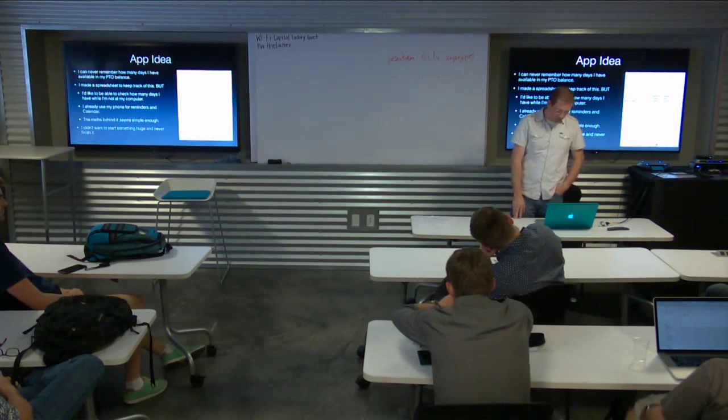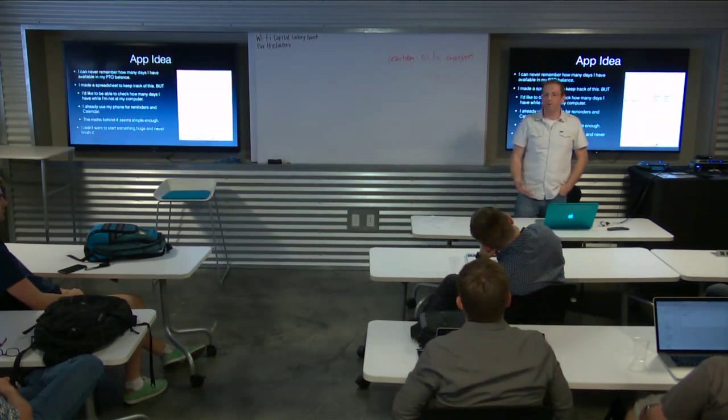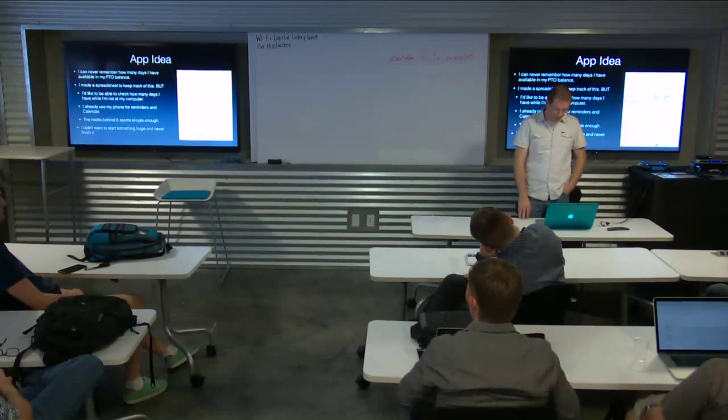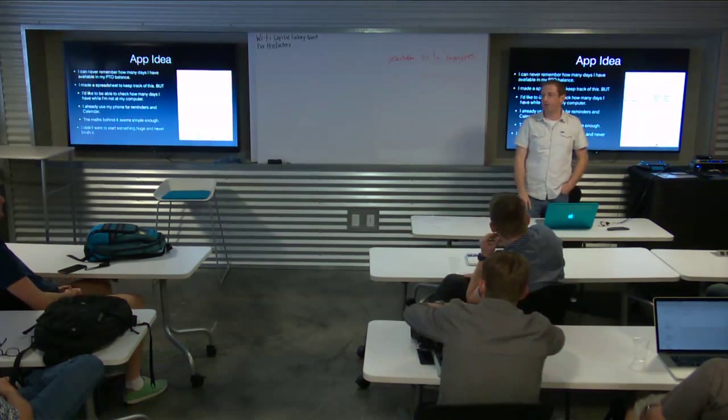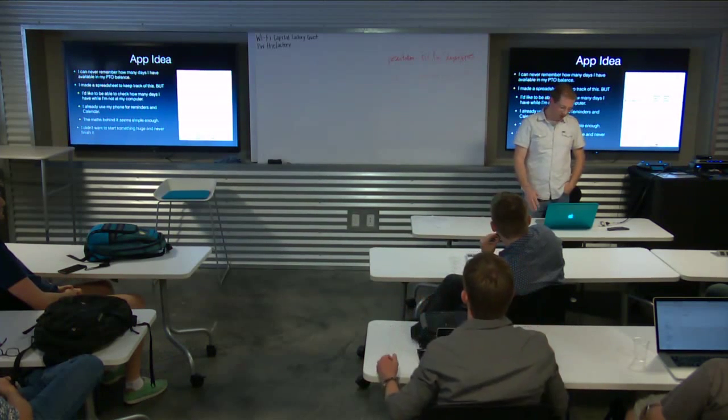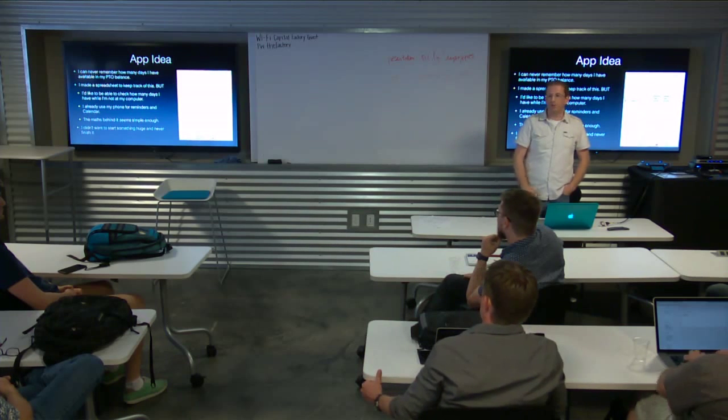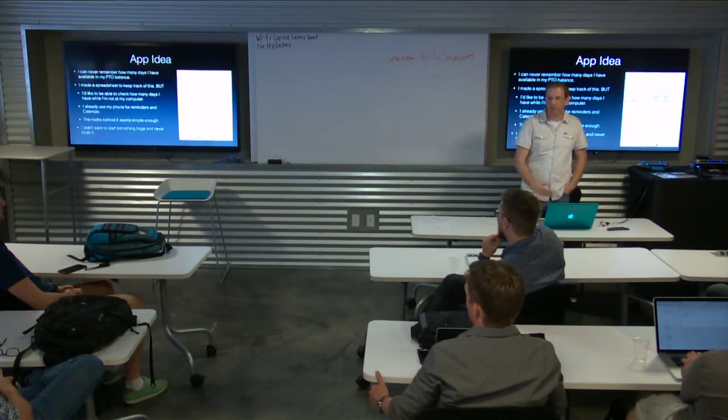So this was the problem I'm trying to solve, is that I have no idea how much PTO I have in the bank. And also because the maths seems simple enough, it's something I could realistically do in a few months and not get bogged down and never actually ship anything.